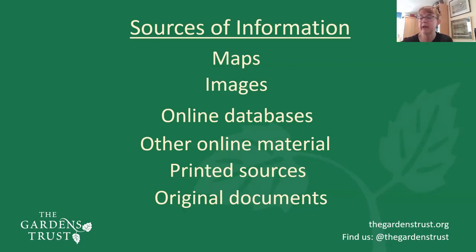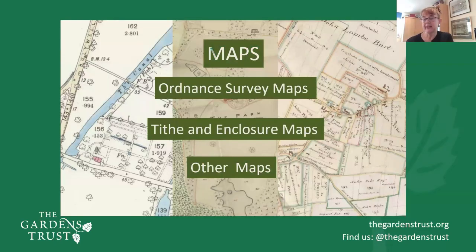It is important to keep in the back of your mind the origin of the information you're looking at. So let's look at maps. Obviously for landscapes, maps are a huge source of information to garden detectives, and they do vary in quality and accuracy, from the very large scale Ordnance Survey maps to sketch plans drawn up to accompany wills or estate sales.